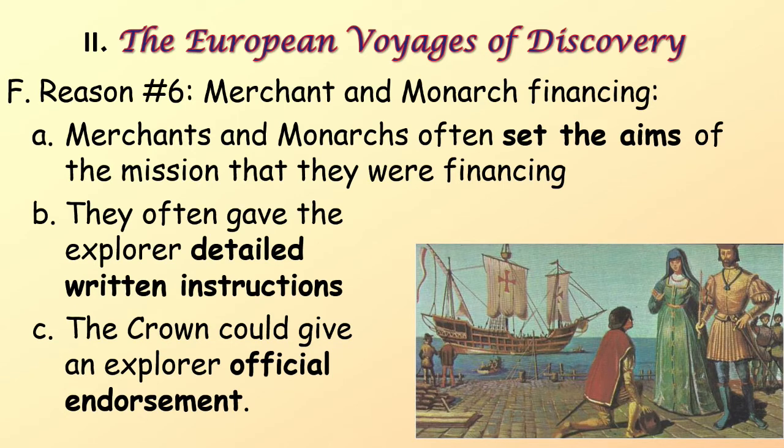Reason number 6, merchant and monarch financing. Merchants and monarchs often set the aims of the mission that they were financing. They didn't just let you go anywhere. They often gave the explorer detailed written instructions. The crown could give an explorer an official endorsement. And as you can see, there's Columbus right there kneeling before Ferdinand and Isabella.